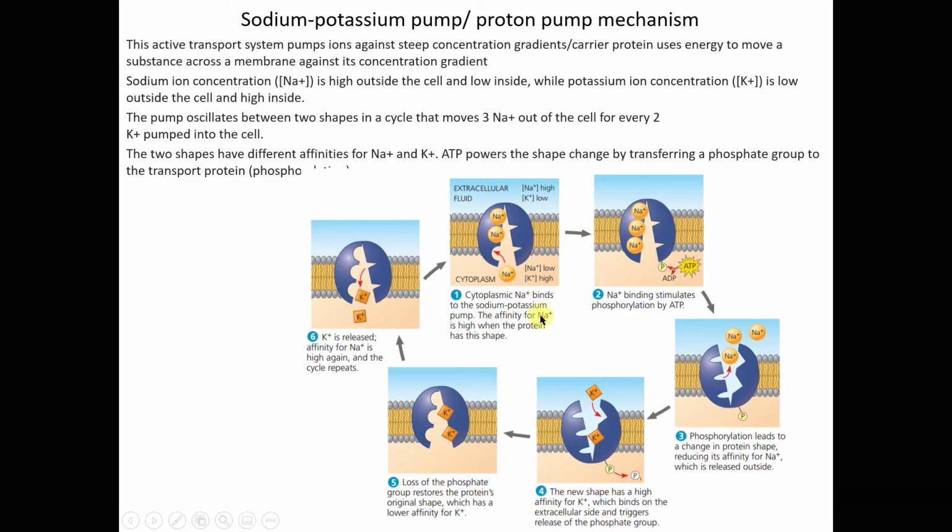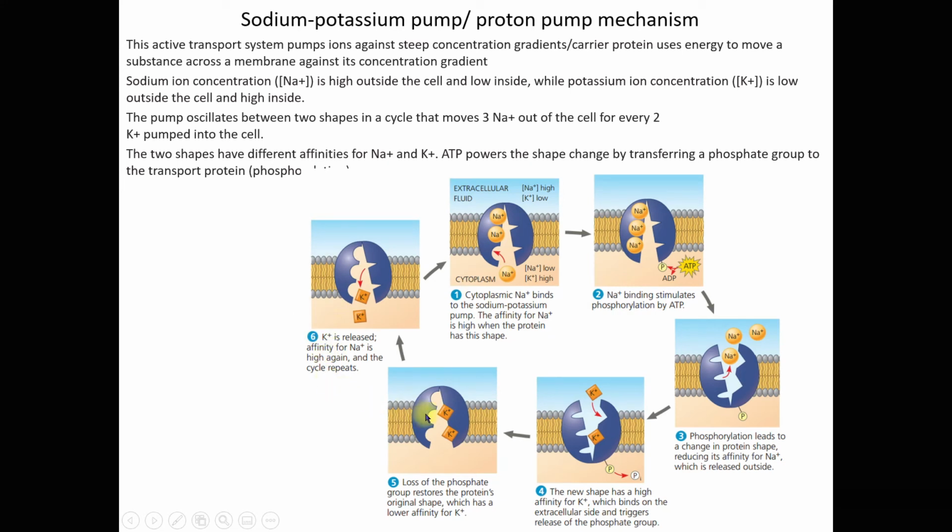Now, more detail about the sodium potassium pump or proton pump mechanism. Now class, when it comes to proton pump, it involves the transportation of hydrogen ions. In biology, hydrogen ions are also known as protons. So whenever you see the word proton in biology, it is more likely referring to hydrogen ions. Now to cut short, about the mechanism of this sodium potassium pump.